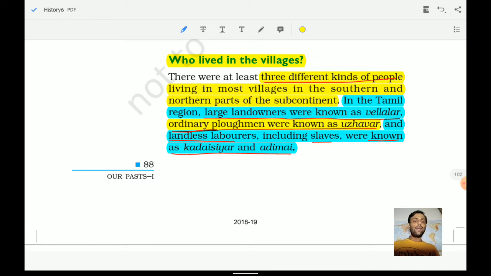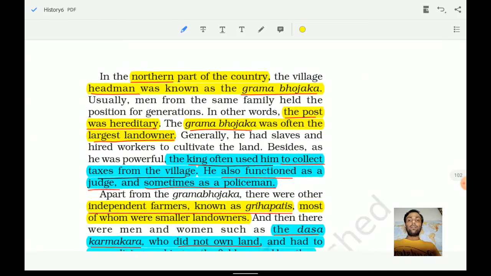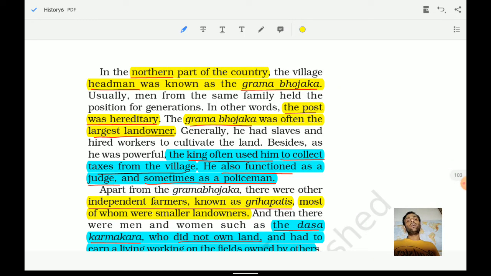So earlier we have seen that in the northern part, the landless laborers were called Karmakaras, and here in the southern part, the big landowners were called Vellalars, whereas the ordinary plowmen were called Ulavars, and the landless laborers and the slaves used to be called Kadaisiyar or the Adimai. Right? Let us understand the people who used to live in the northern part.